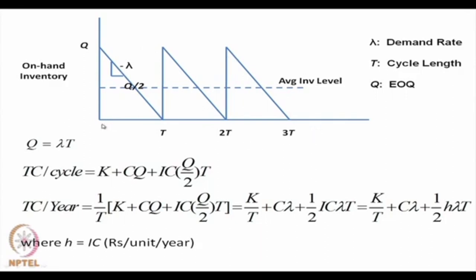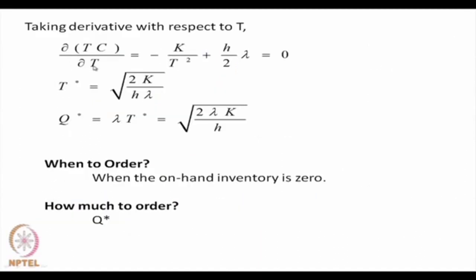The costs associated with such an inventory replenishment policy are two. One is the procurement cost, K plus CQ, and then the inventory holding cost. The average inventory held is Q by 2, multiplied by T is the inventory held in the T cycle time, and IC is the inventory holding cost per unit, multiplied by this. So, this is rupees per unit per year, and this comes to K plus CQ plus IC Q by 2 into T per cycle. Now, per year it will be 1 divided by T, that makes it K by T plus C lambda plus half H lambda T. And once we have such an expression containing T, we differentiate this with respect to T, we get the optimal value T star that minimizes the total cost.